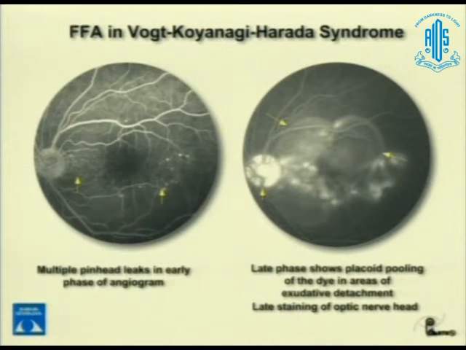Similarly, in Vogt-Koyanagi-Harada disease, fundus fluorescein angiography typically shows pinpoint leaks in the early phase, which gradually increase and show pooling in late frames. So this is not very specific, because a similar picture can be seen in sympathetic ophthalmitis and some other conditions also.